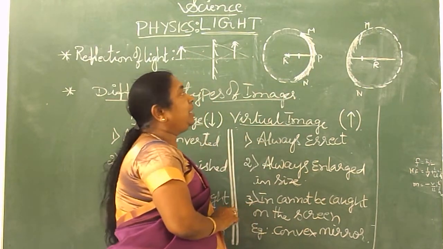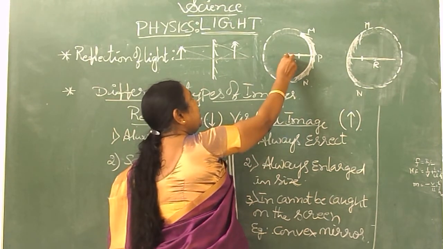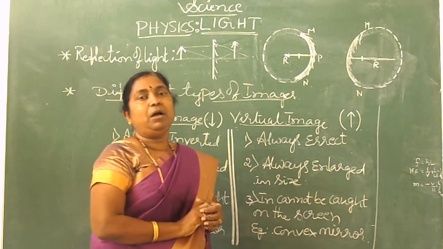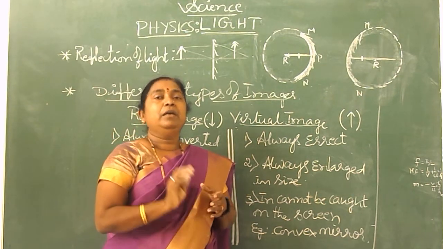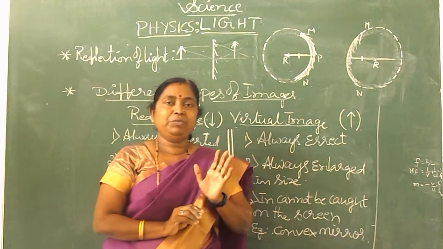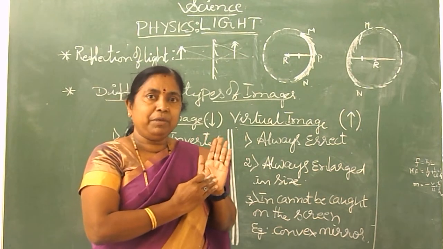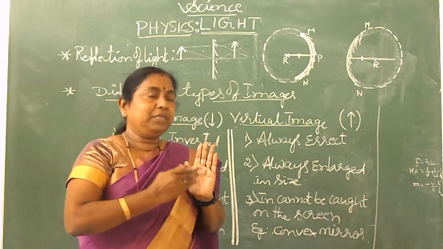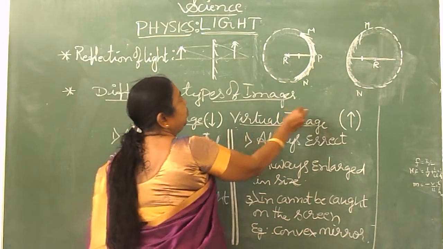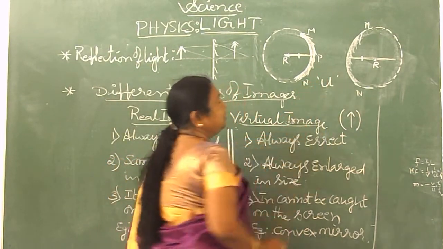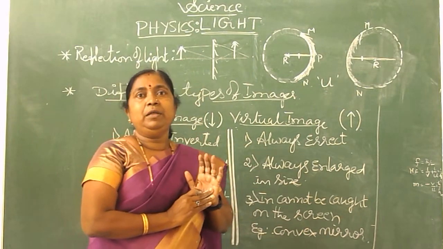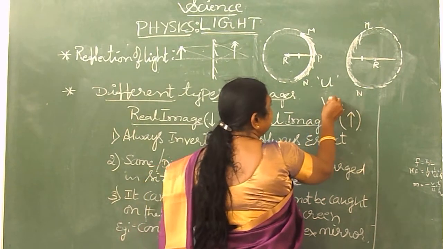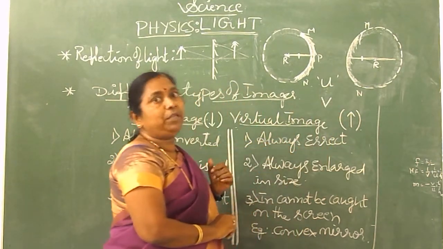Whereas to find the focal length, before that, let me tell you what is meant by object distance and what is meant by image distance. When the object is kept in front of the mirror, the distance between the object and the mirror is the object distance, generally denoted by U. Whereas the image which is formed behind the mirror, that distance is called the image distance, denoted by V.